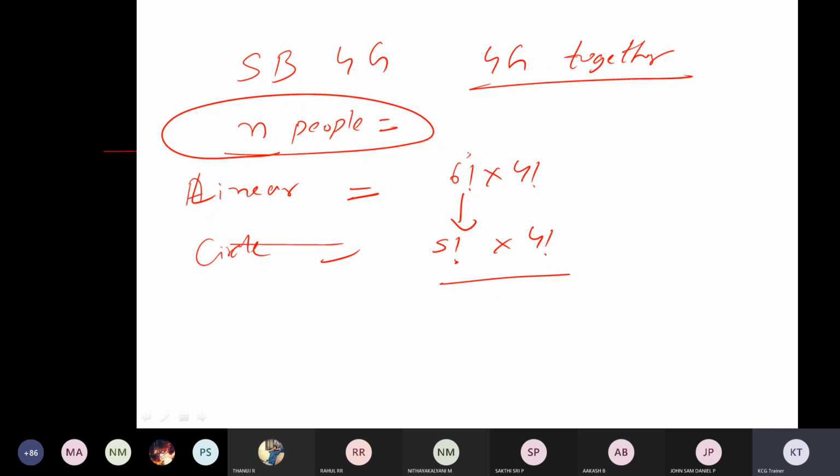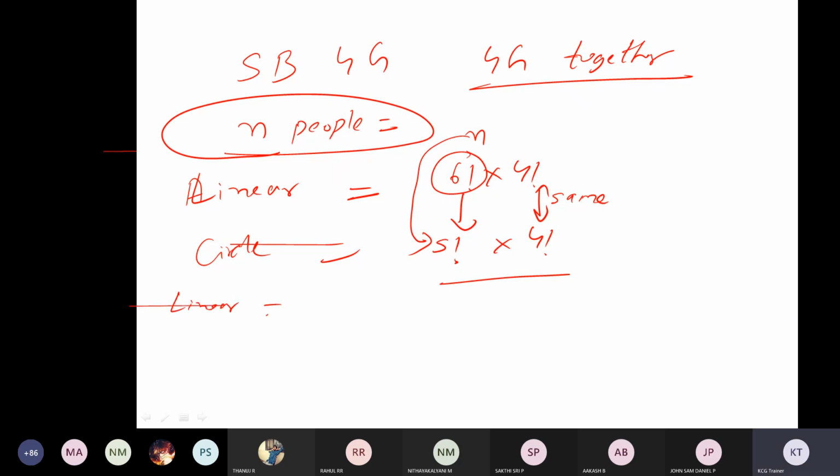Because this is n. In linear, n people, n factorial. But in circle, n people, n minus 1 factorial. But this will remain same. Understood the difference of together in circle and linear?